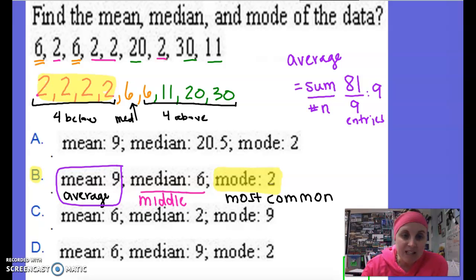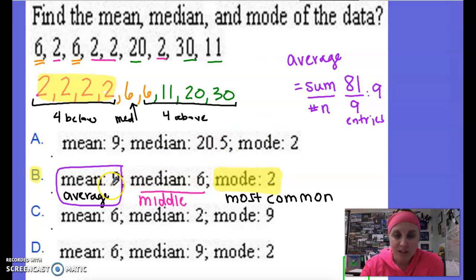The mean is another word for the average. To find that, you add up all the numbers. So I'm going to add all these up, and I got 81. And then you divide by however many entries there are. There are 1, 2, 3, 4, 5, 6, 7, 8, 9 entries. So we take our sum divided by 9, which gives us an average or a mean of 9.